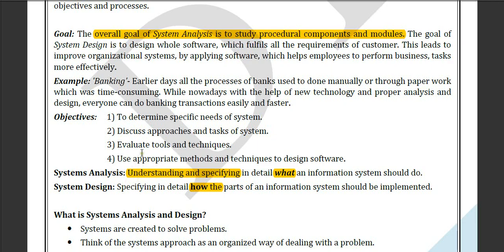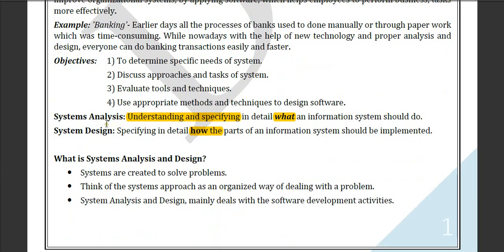Now the objectives: to determine specific needs of the system, discuss approaches to the task, evaluate tools and techniques, and use appropriate methods and technologies to design the software. In analysis, we ask what to do, and in design, we discuss how to do the task. This is the major difference between system analysis and system design.